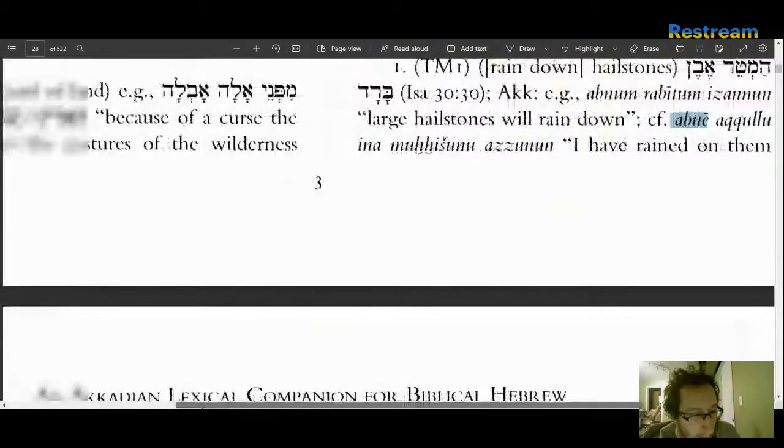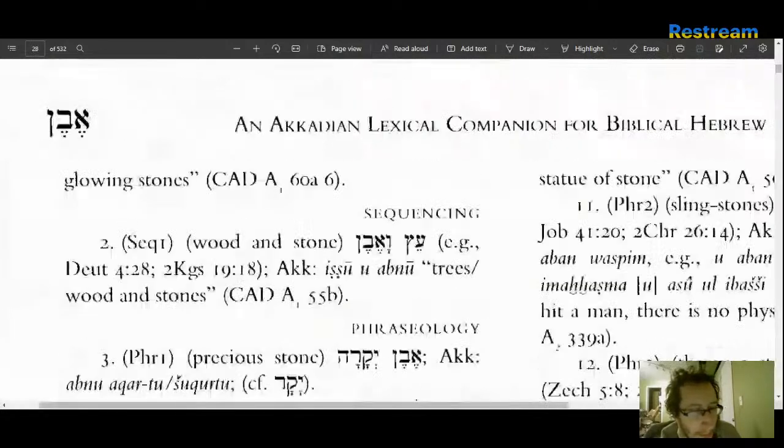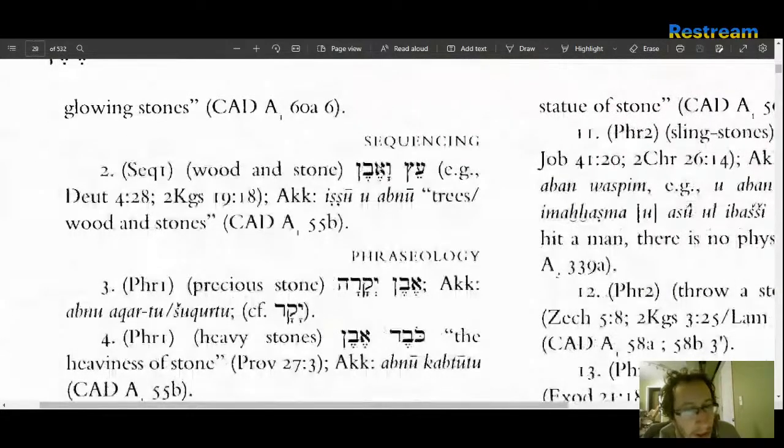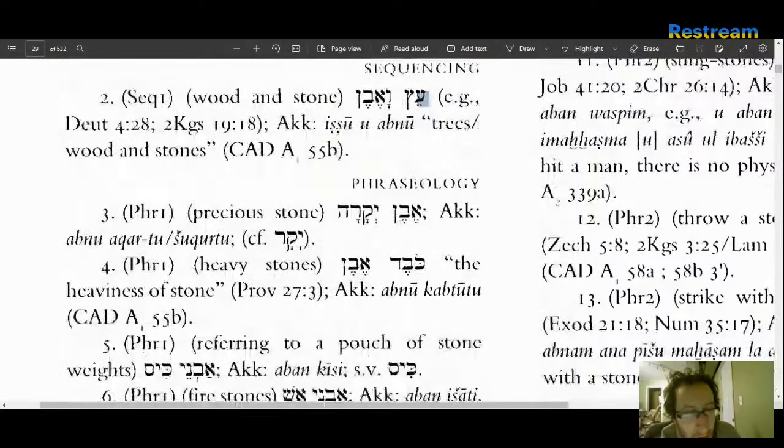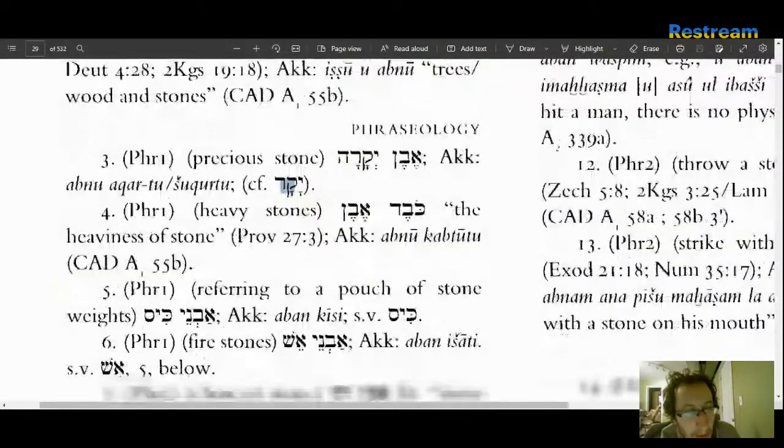Let's go down to the next section. Okay, then we have wood and stone. So you have etz wa aben. And in Akkadian you have etsu u abenu. So it's the same exact thing. It's the same phrase and it means the same thing. So precious stone, aben ikra. And in Akkadian, abnu akartu. So it has that same word. It means precious stone in both languages.